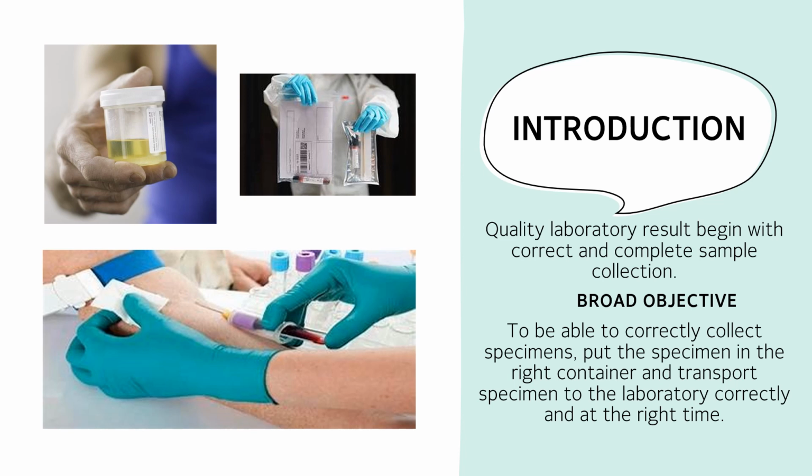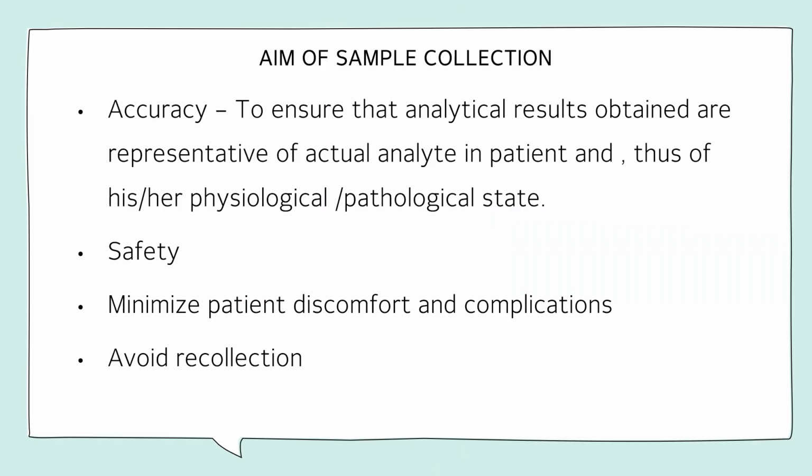So the broad objective of this is to be able to correctly collect the specimen, put the specimen in the right container, and transport the specimen to the laboratory correctly and at the right time. So what are the aims of sample collection? Actually, accuracy must be maintained. Accuracy is nothing but ensuring that analytical results obtained are representative of the actual analyte in the patient and thus of his or her physiological or pathological state.